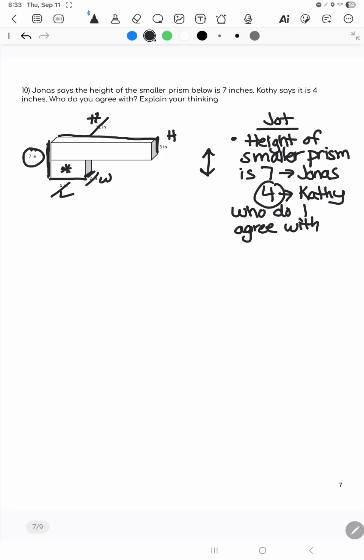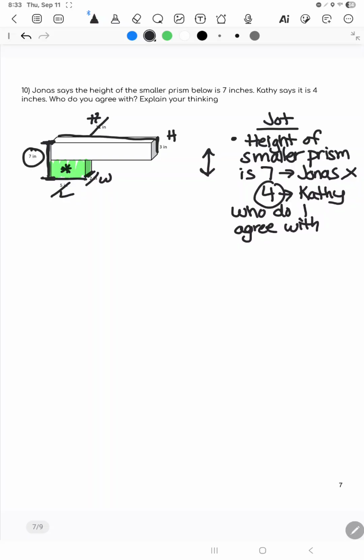Interesting. So the numbers I see here, I have 7, which is a longer height, and I have 3, which is a shorter height. But we're talking about the height of just the smaller one. Well, Jonas says 7, but it looks like 7 is the height of these stacked on top of each other. So right now, I don't think Jonas is correct.